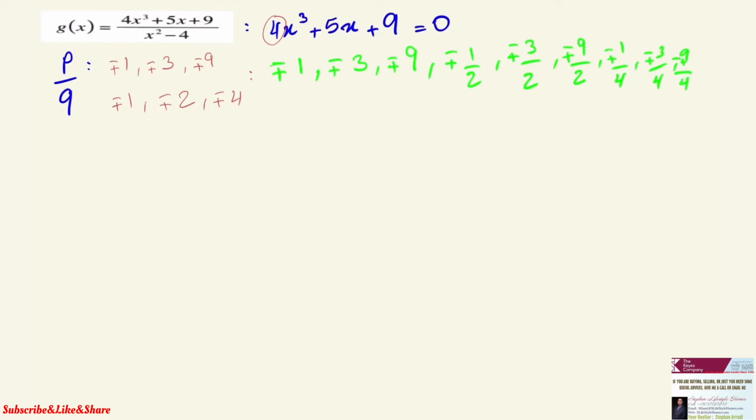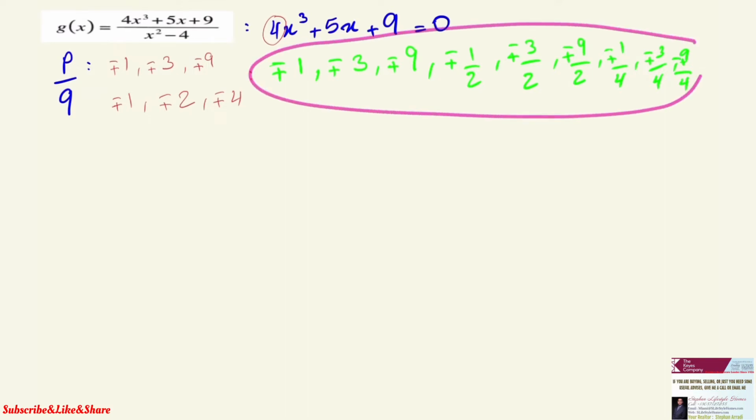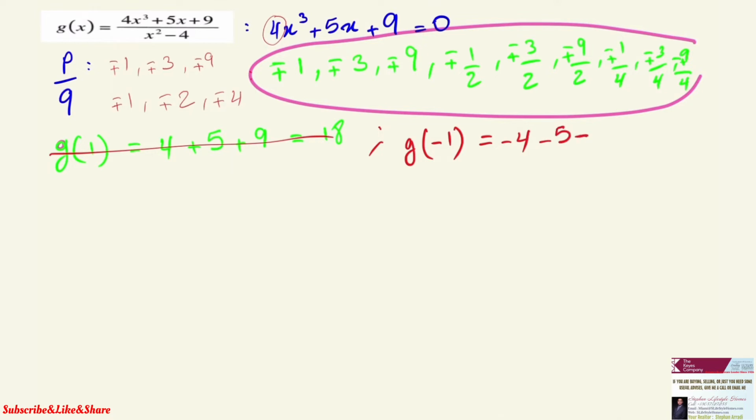If we have any zero, it is going to be one of this list. So we have to try g of -1, g of 1, g of 3, g of -3, until we find which one. Let's try some of them. g of 1 is going to give us 4 plus 5 plus 9, which is equal to 18. So plus 1 is not correct, just cancel it. Let's try -1. g of -1 is going to be -4 minus 5 plus 9, which is equal to 0. So we were lucky, it was very simple. It gives us 0, so we know that -1 is a real zero for this function.